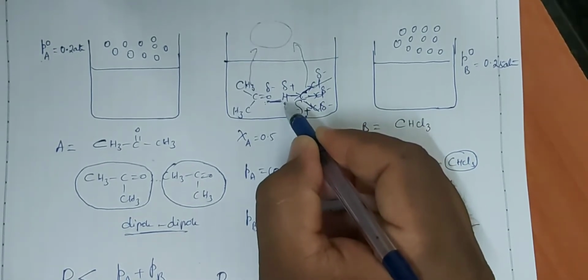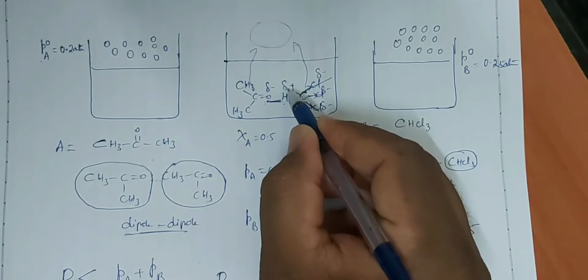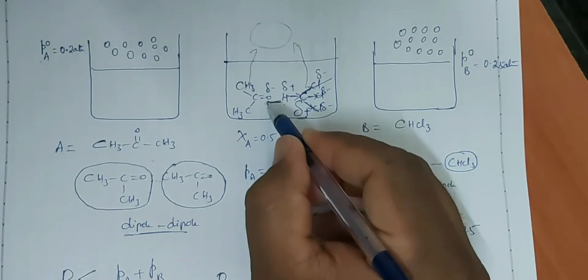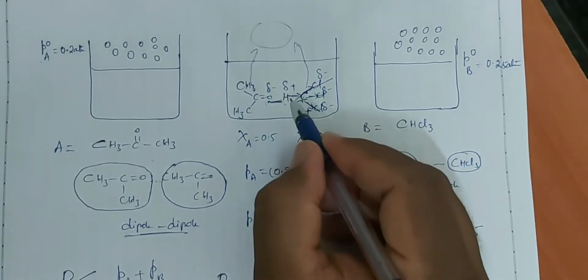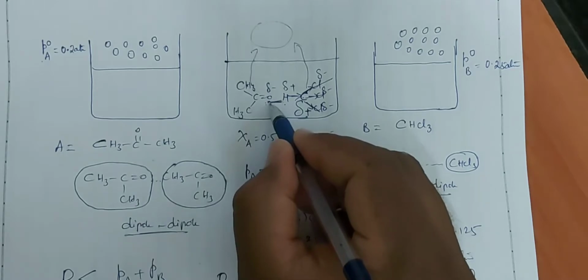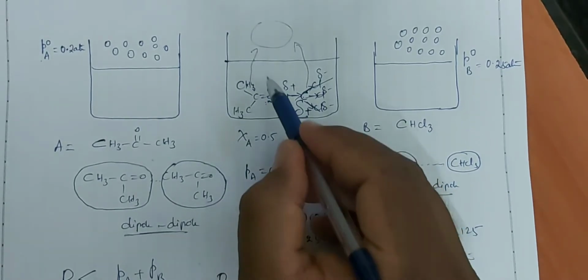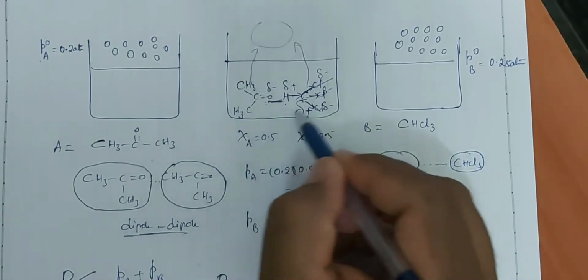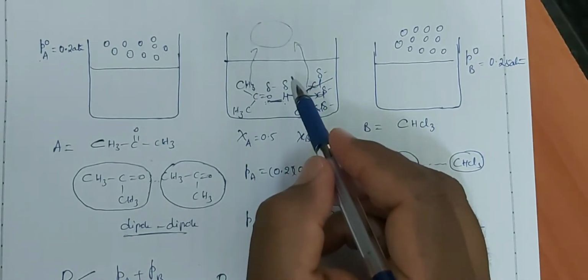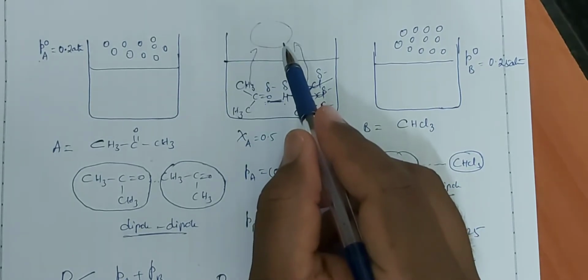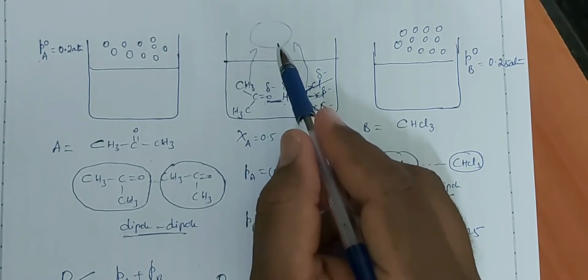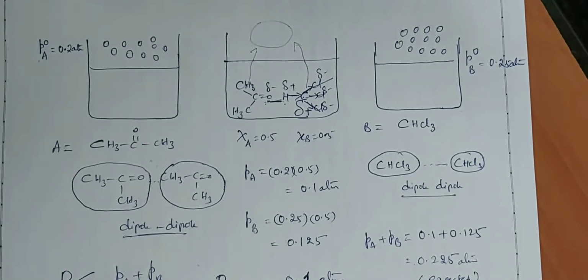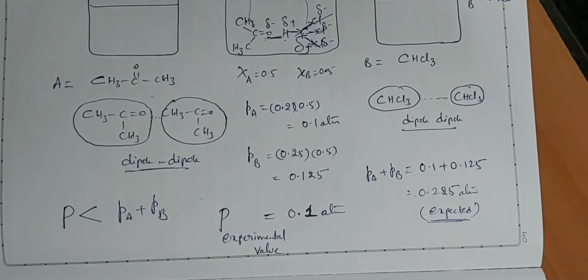Because of that, hydrogen develops a partial positive charge, which is enough to form a hydrogen bond with the oxygen of acetone. That's why there is hydrogen bond formation between acetone and chloroform in the solution. Because of that, unexpectedly fewer molecules will enter the gaseous form. Then vapor pressure will be reduced. Experimental vapor pressure is less than expected vapor pressure. That is called P is less than Pa plus Pb.